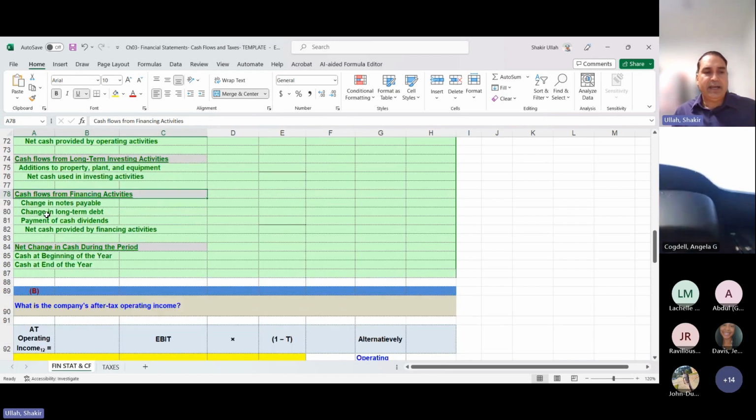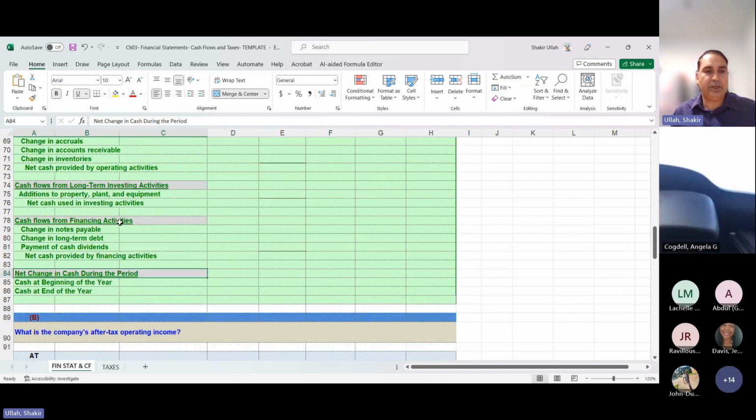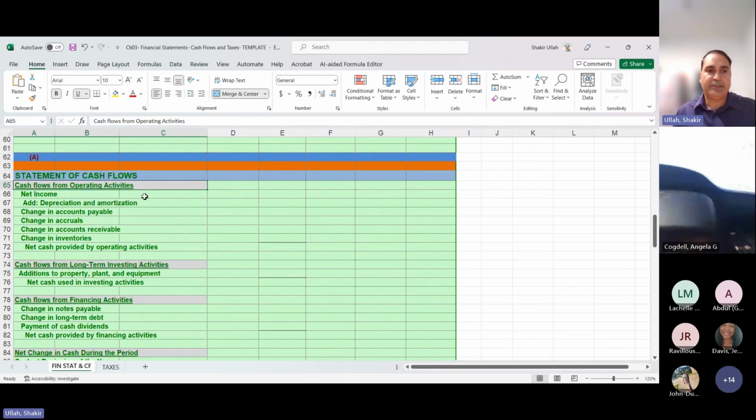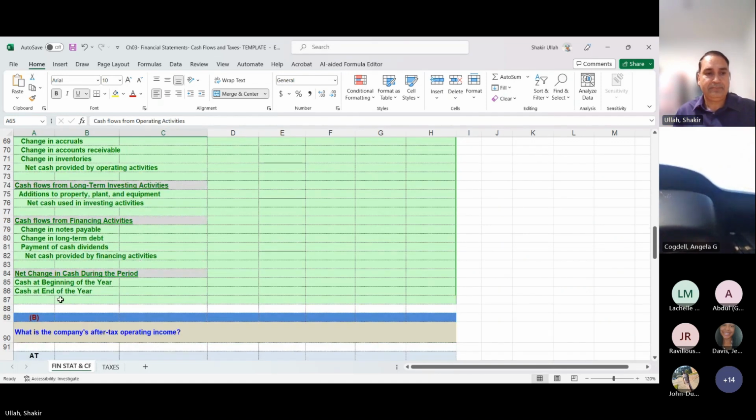So those are the three main areas, and then we find the net change in cash as a result of the operations. So what change did we cause due to financing activities? What change in cash flows did we cause due to investing activities? And similarly, due to operating activities. And then we take the cash from the last year's balance, and then we find the cash at the current year's end. So that is a summary of the cash flow statement.